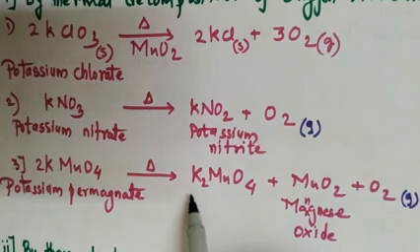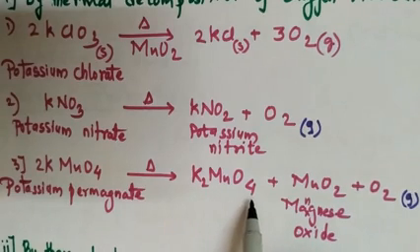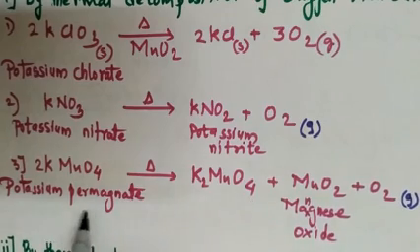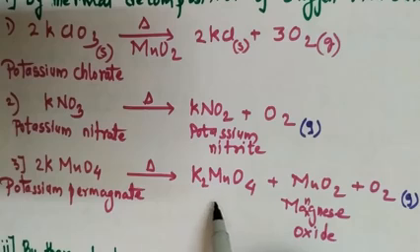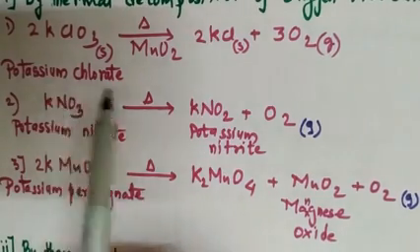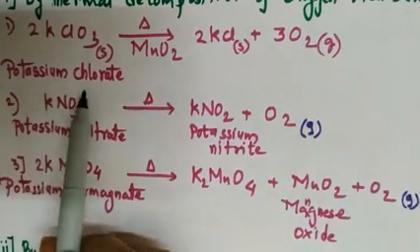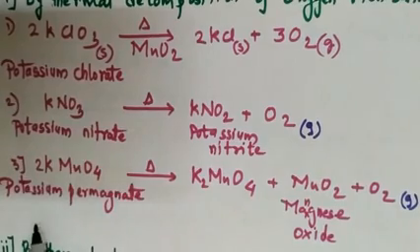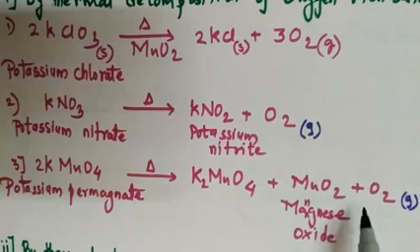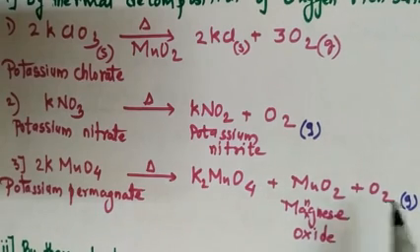This is dipotassium manganate. This is potassium permanganate. Manganese oxide and oxygen gas is released. So this is the first method, thermal decomposition of oxygen-rich salts, in which potassium chlorate, potassium nitrate, and potassium permanganate on heating give the corresponding salt, plus oxygen gas is released.